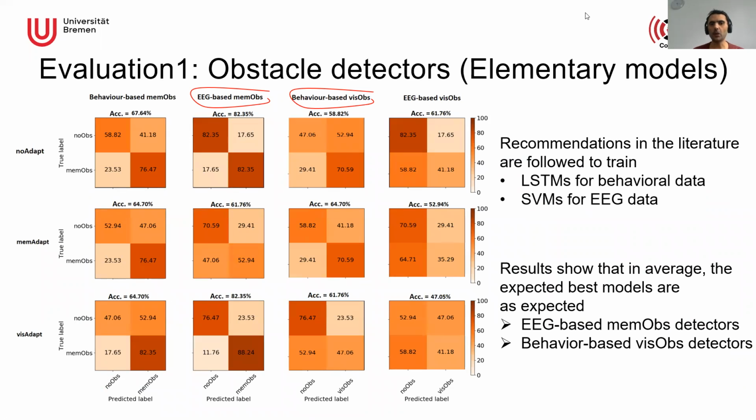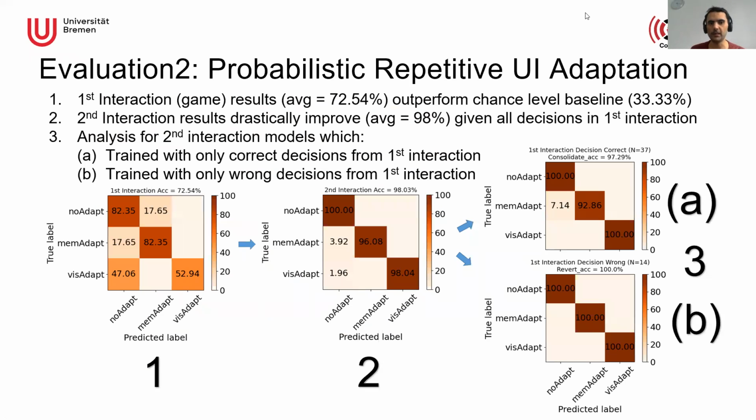So after evaluating all obstacle detectors from all combinations between user interface adaptations, no adapt, memory adapt, and visual adapt, and also behavioral and EEG data, we found that our expectation was correct. The EEG data on average had the best accuracies for detecting memory obstacles, and the behavioral data for detecting visual obstacles. In this way, we have valid data streams, valid data distributions, which can be learned by our probabilistic repetitive user interface model, which is the dynamic Bayesian network.